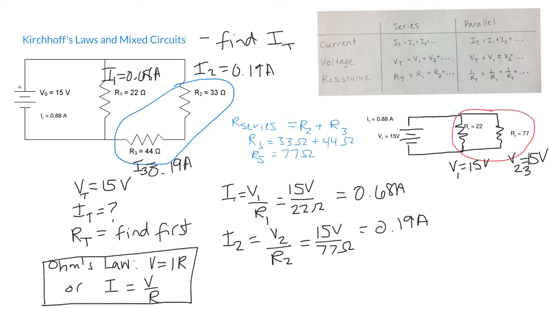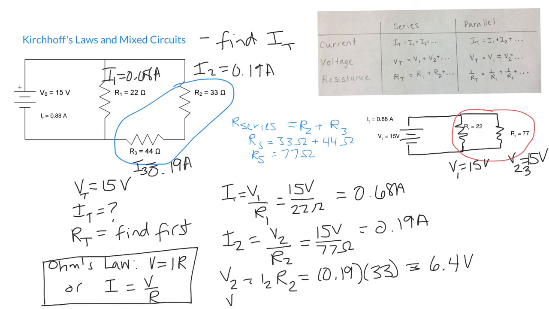So the last thing I can do is take my V equals IR and V2 is equal to I2 times R2, which is equal to 0.19 times 33. And that gives me a voltage of, so I'm just going to get my answers out, 6.4.